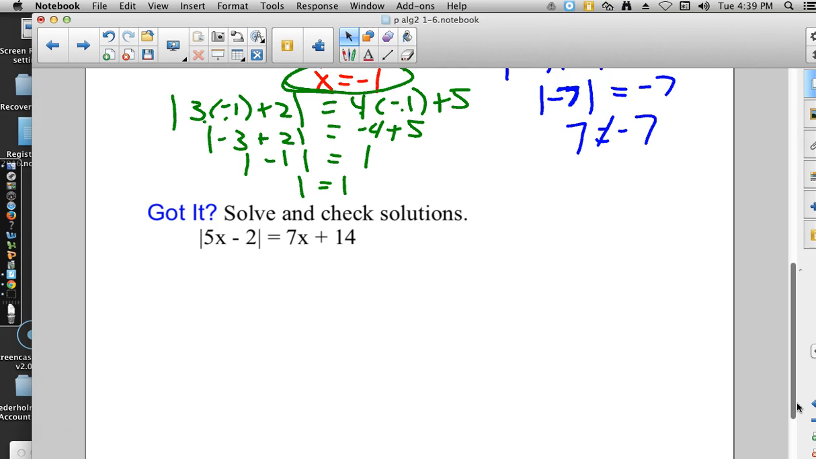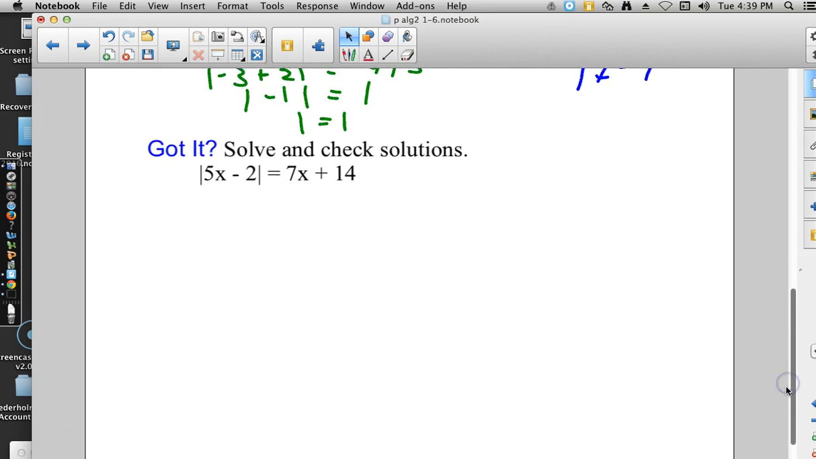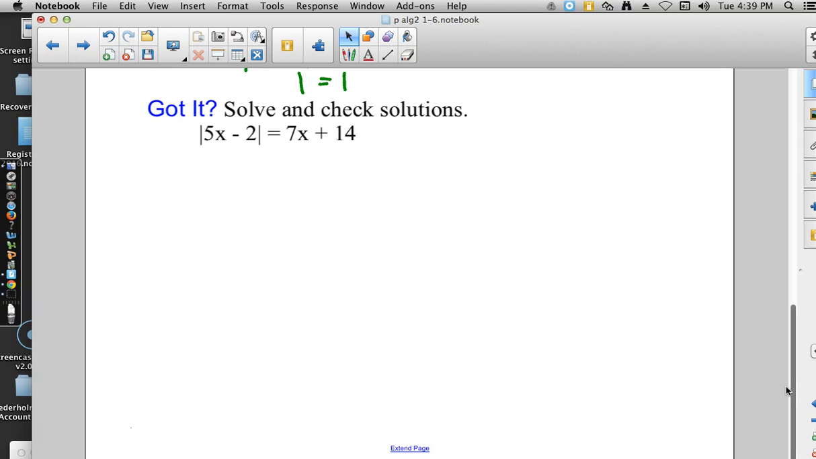So what I want you to do is go ahead, think through those key steps, isolate the radical, then make your jailbreak with 2 escape routes. Go ahead and pause the video. Make sure you check your answers.